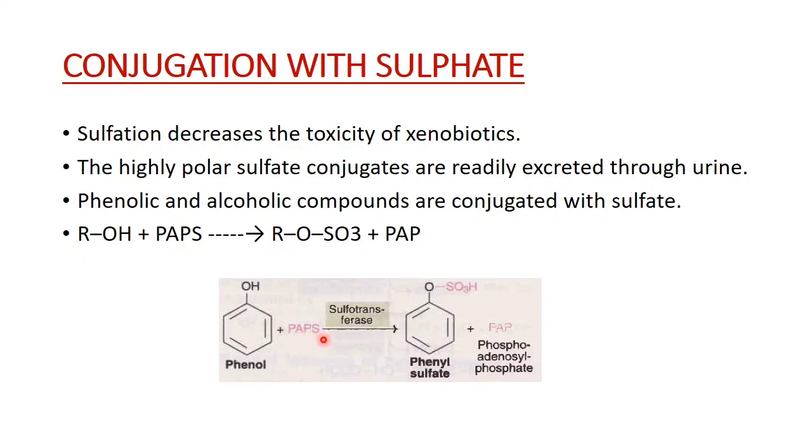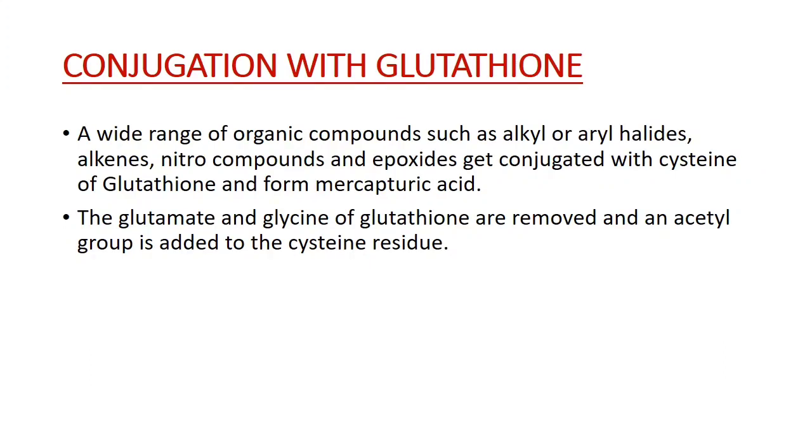Now conjugation with glutathione. Glutathione is gamma glutamyl cysteinyl glycine, which is a tripeptide. A wide range of xenobiotics are known to be excreted following conjugation with glutathione. These compounds include the aromatic nitro compounds, halogenated compounds, aliphatic halides, and epoxides formed in phase 1 oxidation of the hydrocarbons.